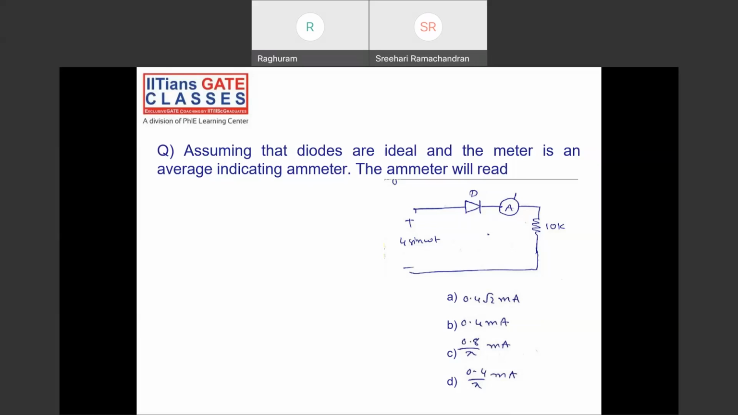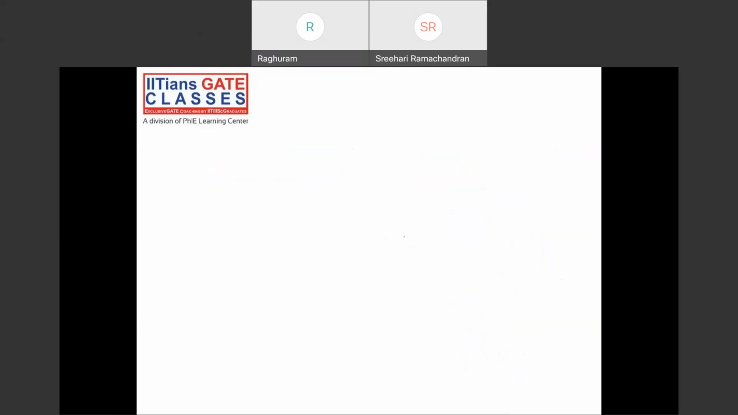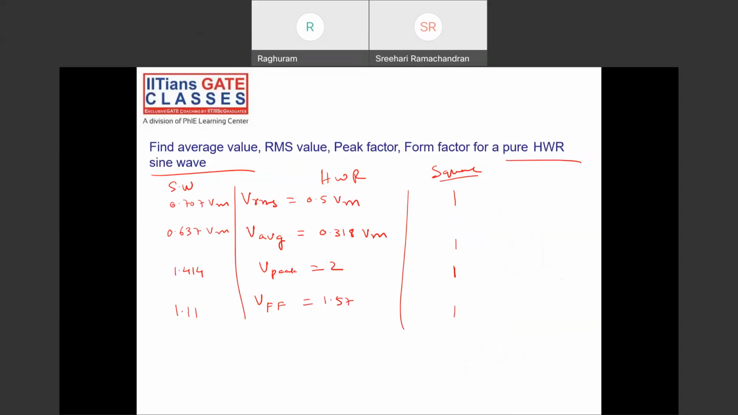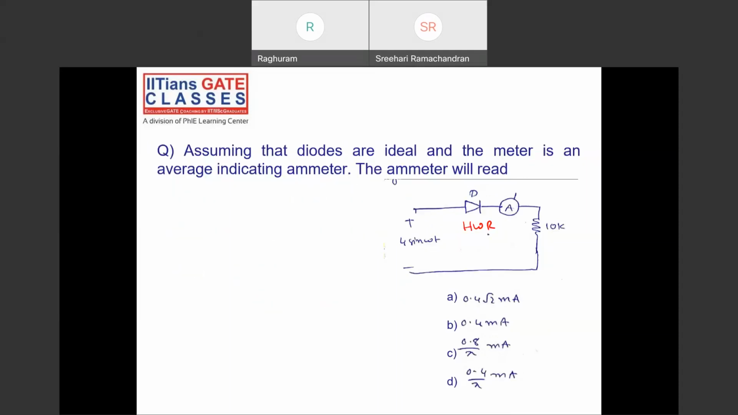See, this is an HWR, half wave rectifier, right? So what is the current? We have Vm equal to 4 and R equal to 10K. So what is current? As per Ohm's law, it's V by R. Vm by R is Im. So it is 4 by 10K, which is 0.4 milliamperes.